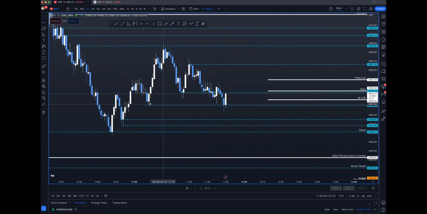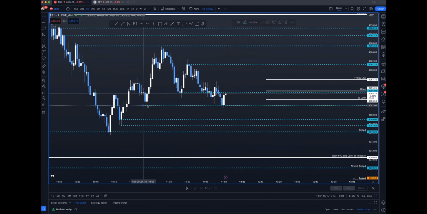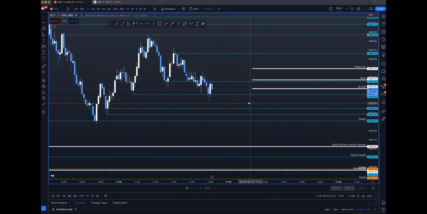Bodies of those candles off the ladder point. They're trying to keep it up, but they're trying.